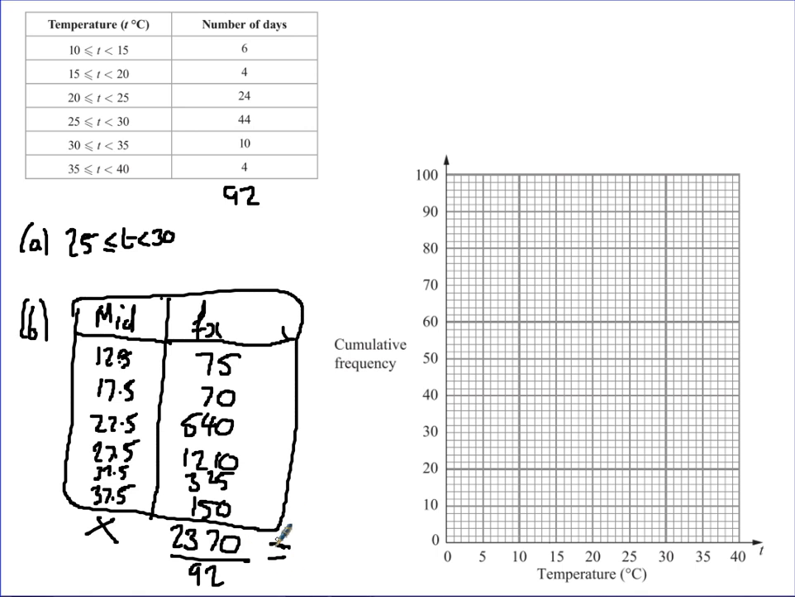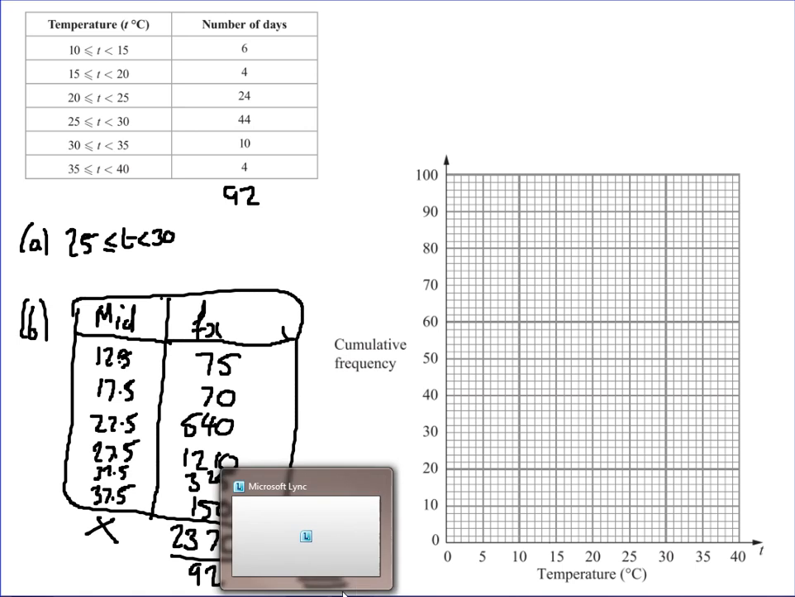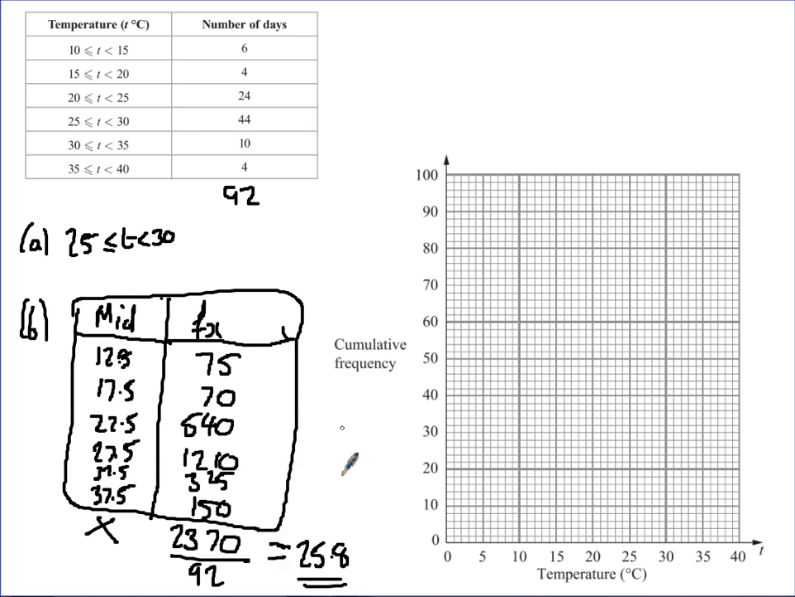So that will then give you an answer of 25.8. It asks to 3 significant figures, so 25.8 degrees it'll be. Sorry, there's degrees. So we've done that one.